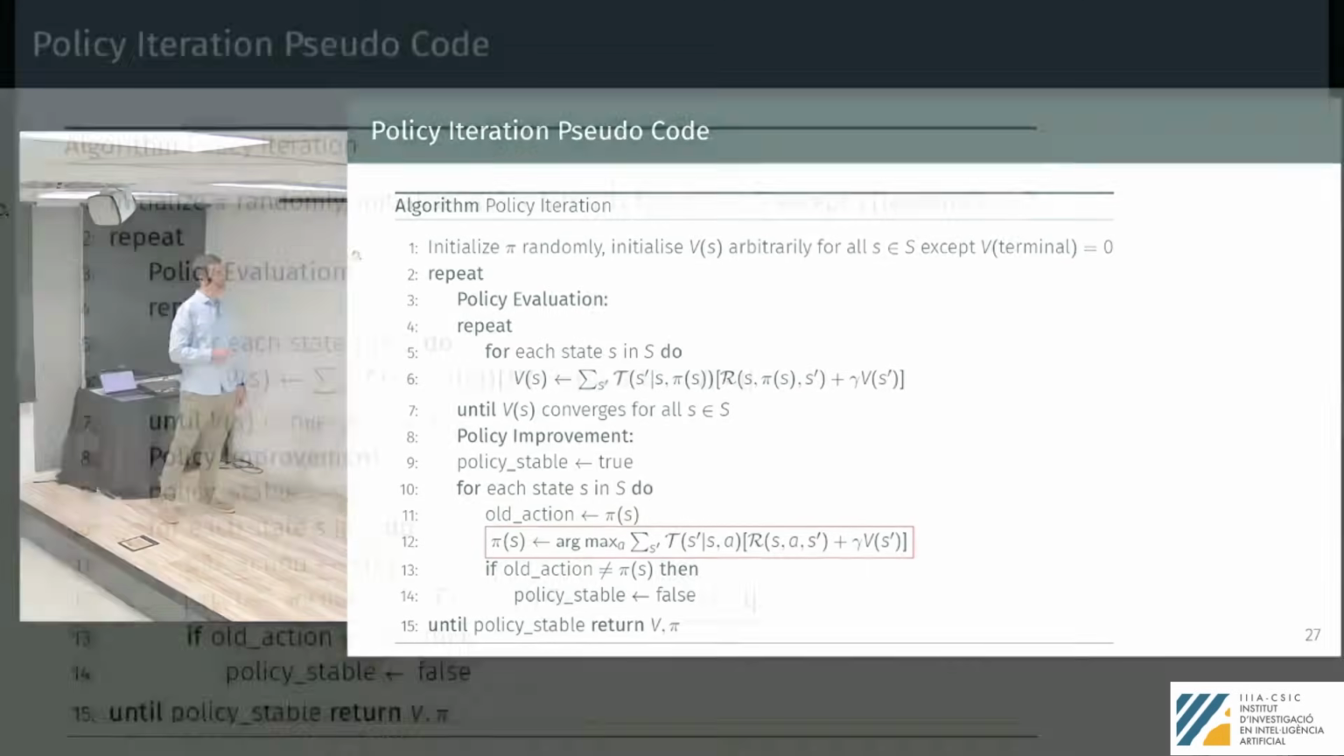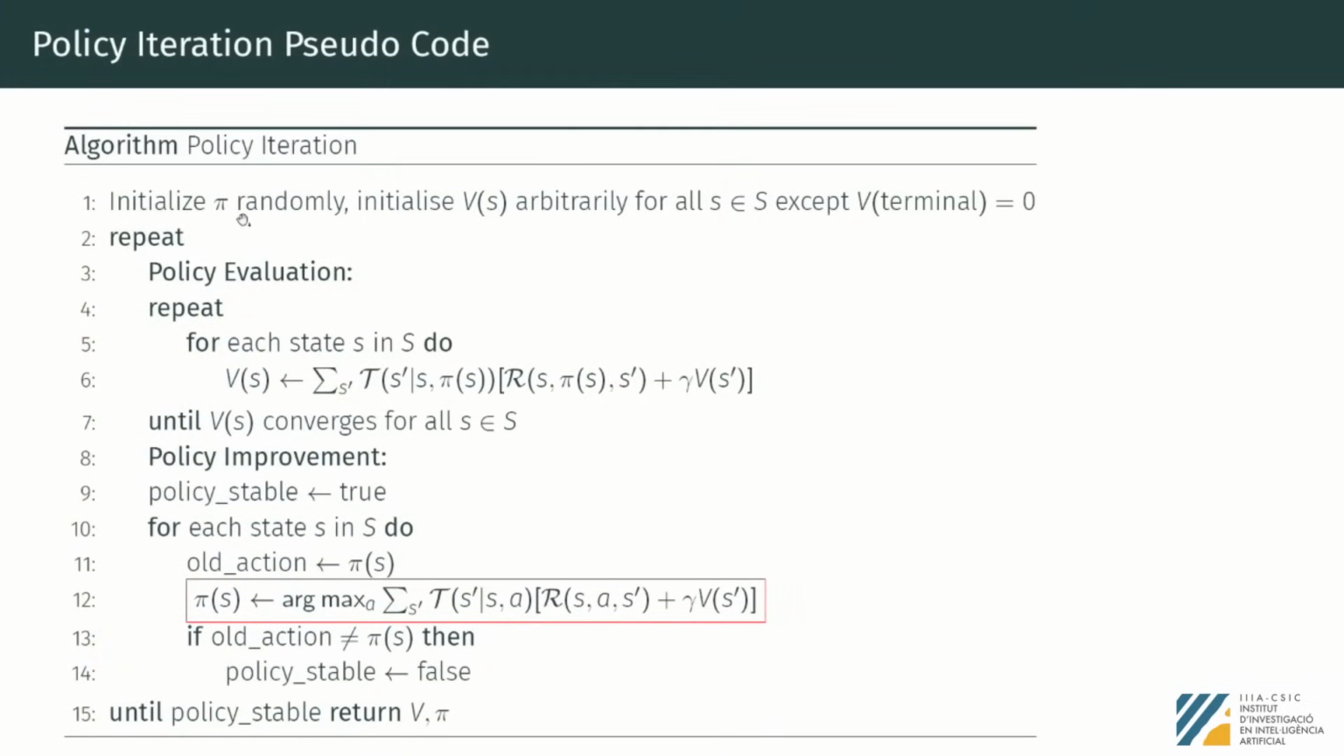Okay, so first we initialize the policy randomly. Let's just say initially the policy gives uniform probability to all the actions that we have. And then we also initialize the value arbitrarily. For example, that could just be 0 initially. The whole value function could be 0, and the policy could initially just be random. That's just how we start.